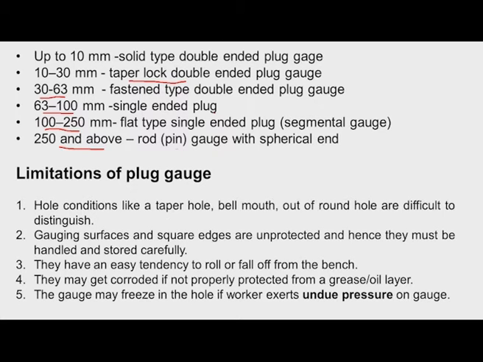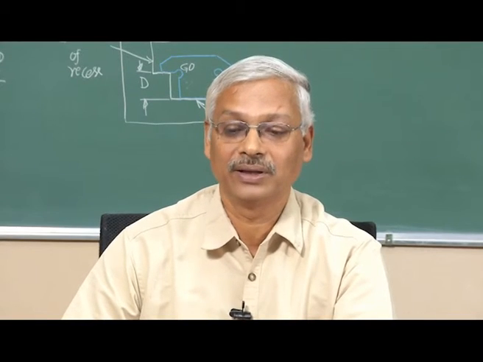and above, rod type gauges or pin gauges are used with spherical ends. They look like this. Say we have to check a big hole and the diameter of this is, say, 300 millimeter. So diameter is 300 millimeter. In such cases, if we use a full form gauge, it will be very heavy.